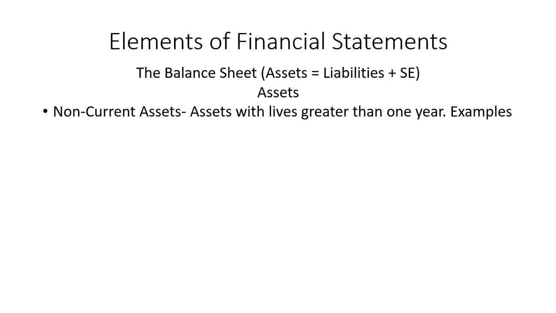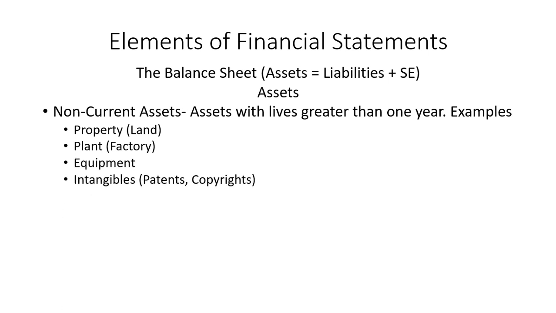Okay, non-current assets, assets with lives greater than 1 year. And this is very important, I think, for your company. Property, that's pretty obvious. Plant, that's pretty obvious. Equipment, that's pretty obvious. Okay, intangibles. Now, intangibles, such as patents and copyrights, are assets.